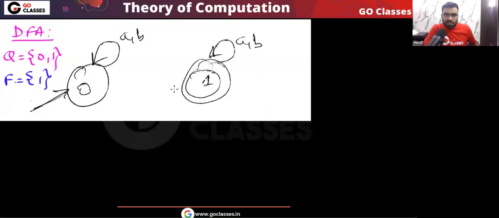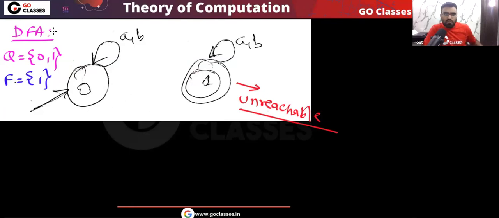But you can notice that this state is unreachable. Yes or no? From the initial state, can you reach this state? Can you ever reach this state number one from the initial state? We can never reach it. Yes or no? So this is an unreachable state.